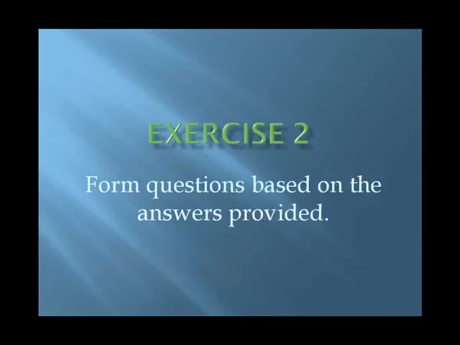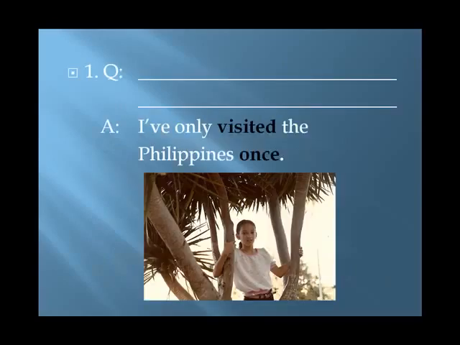Exercise 2. Form questions based on the answers provided. Number 1. Let's work together. The answer is, I've only visited the Philippines once. Your clues are in black, visited and once. So our main verb in the question will be visit, and once tells you that we need to ask a question about how many times.